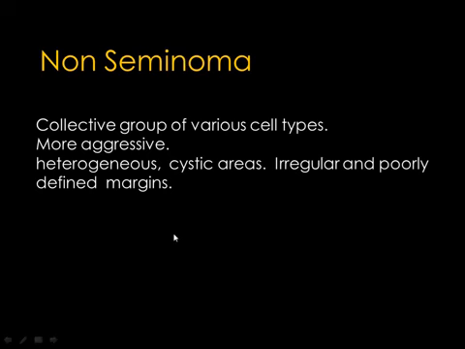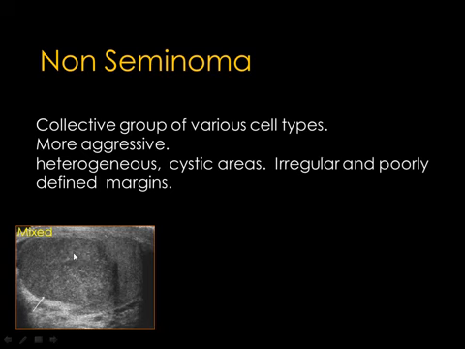The non-seminoma germ cell tumors are a collective group of various cell types, affect younger patients and are more aggressive. Their appearance on ultrasound reflects the diverse nature of histology, but commonly it shows heterogeneous, with hypoechoic areas likely corresponding to areas of hemorrhage. Margins are irregular and poorly defined. This mixed germ cell tumor contains more than one germ cell type. The most common combination is teratoma and embryonal cell carcinoma. It is heterogeneous, slightly more echogenic and is not as clearly defined as seminoma.